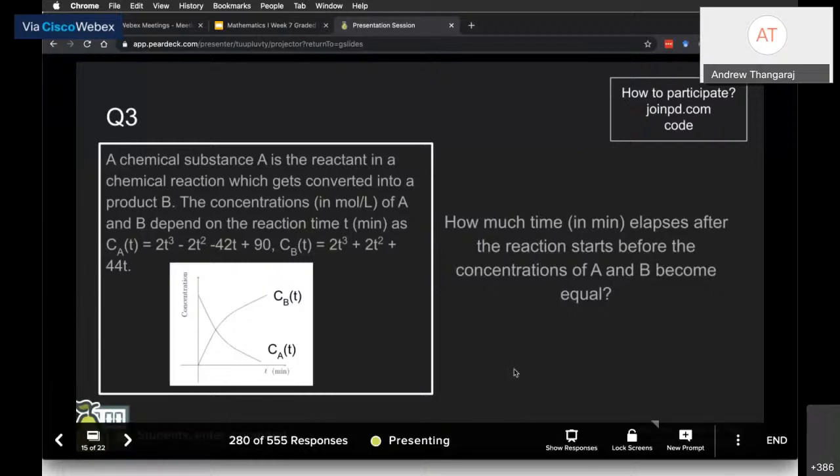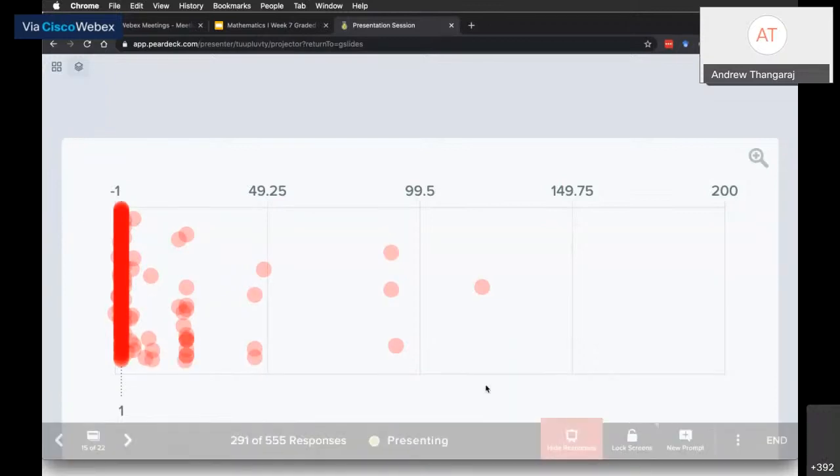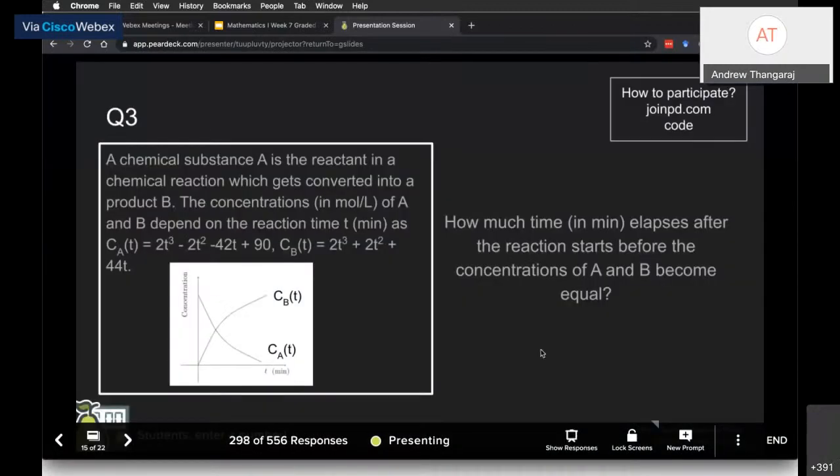Okay, so let me show the responses. One seems to be the most popular answer, and that's correct. So the correct answer is one, and let's see how to get there. Thanks again to everyone who worked out the problem with us and submitted it. It's great to see. Quite a few of you have got it right. So let's quickly see how to get to one.